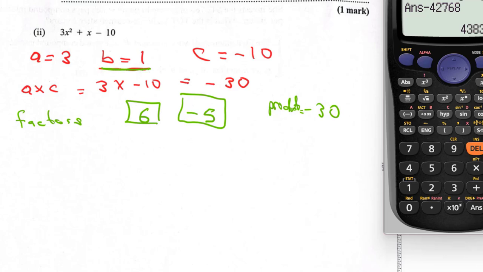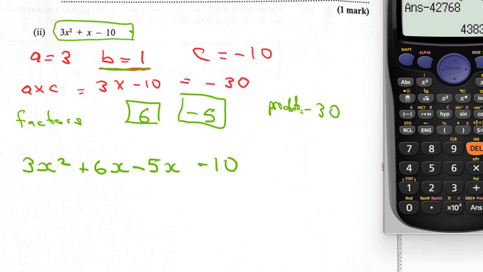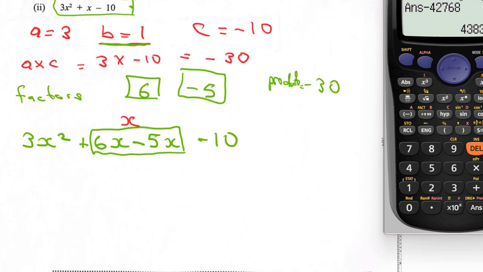So therefore, we can rewrite this quadratic expression as 3x squared plus 6x minus 5x minus 10. Notice we haven't changed anything. We just replace the middle term, that is x, with the factors, because 6x minus 5x is going to give us back x. Now, we are going to factorize by grouping. So we're going to factorize the first two terms and then the last two terms.